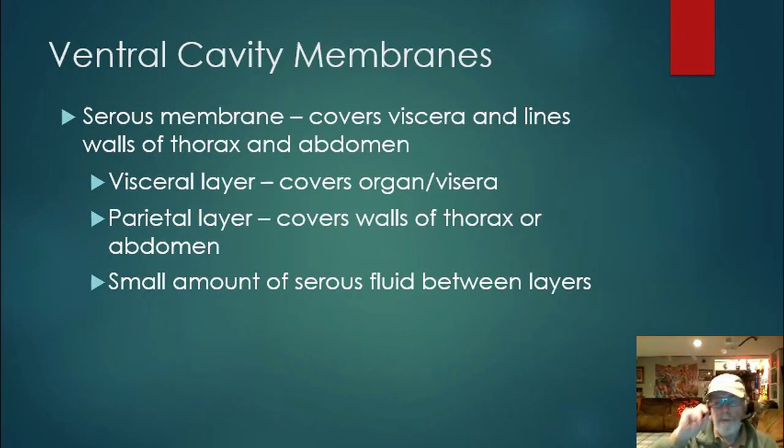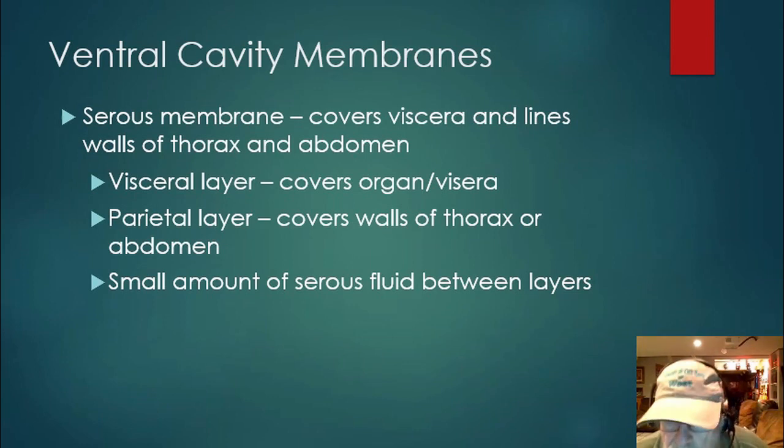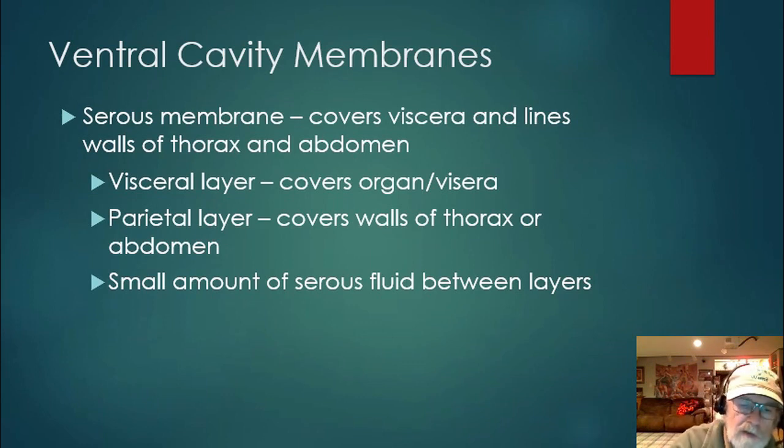Now, these cavities need to be lined with something. These cavities are lined with a membrane, and these membranes are really critical. We're going to be talking about these membranes every time we get to a certain body system. They're called serous membranes. What do I mean by serous membranes? Serous membranes are membranes that produce serous fluid.